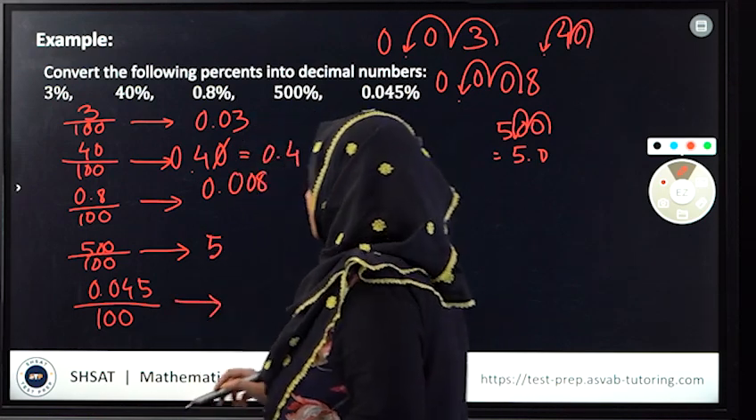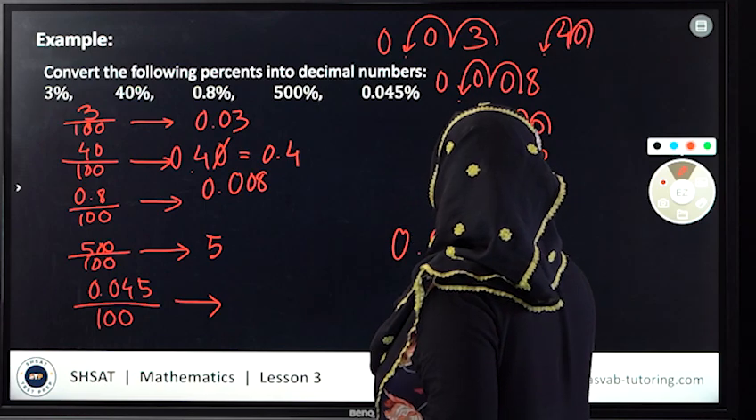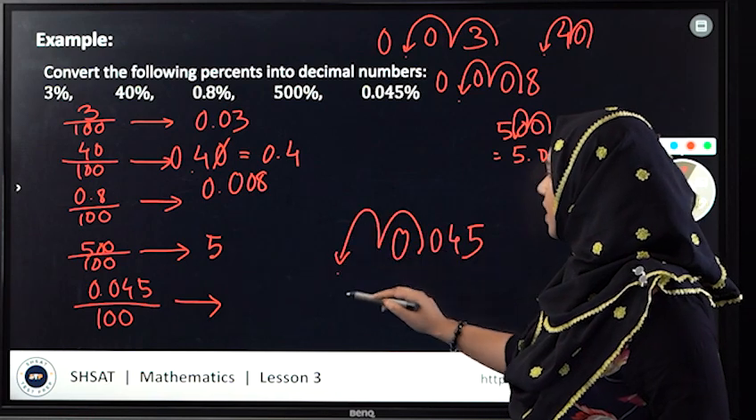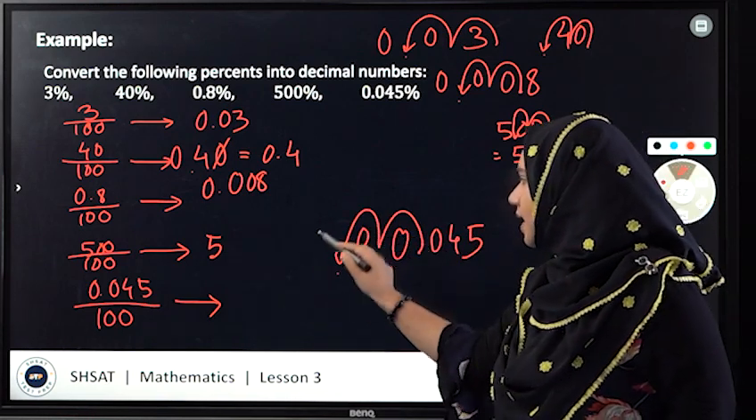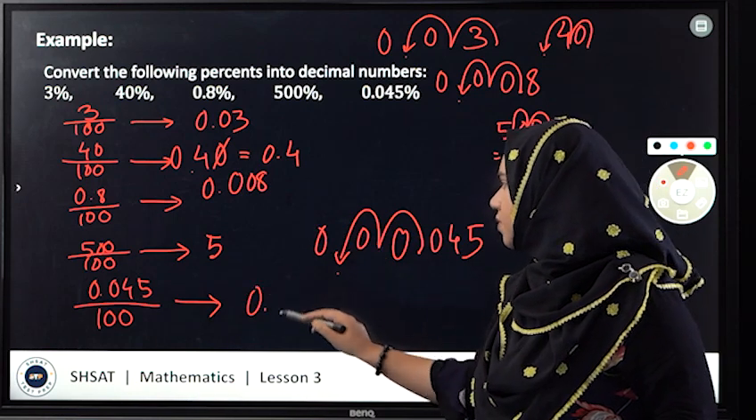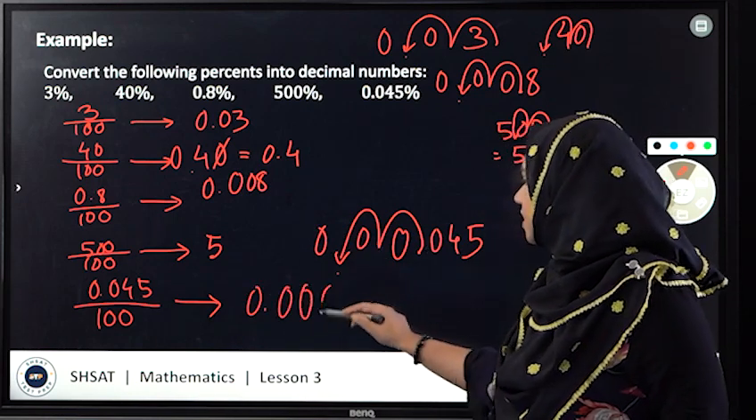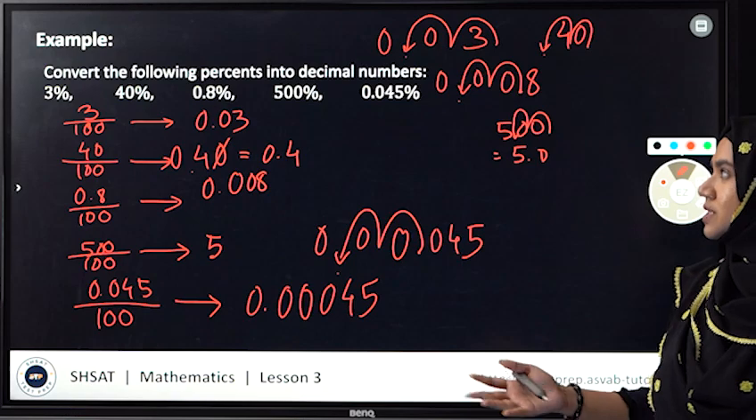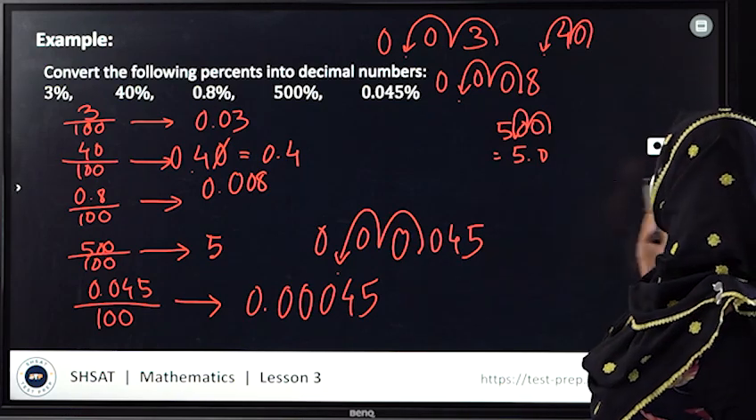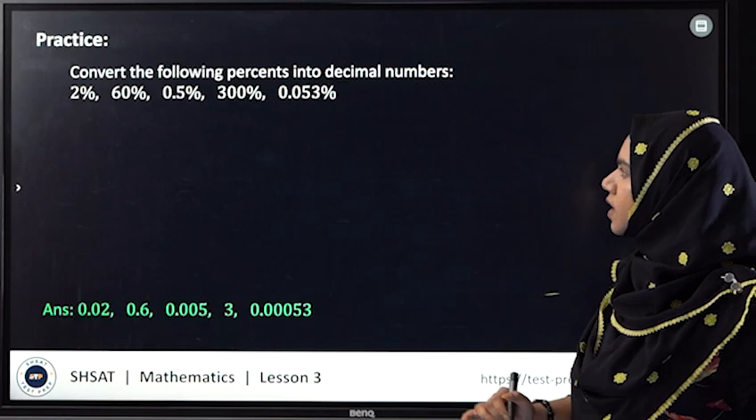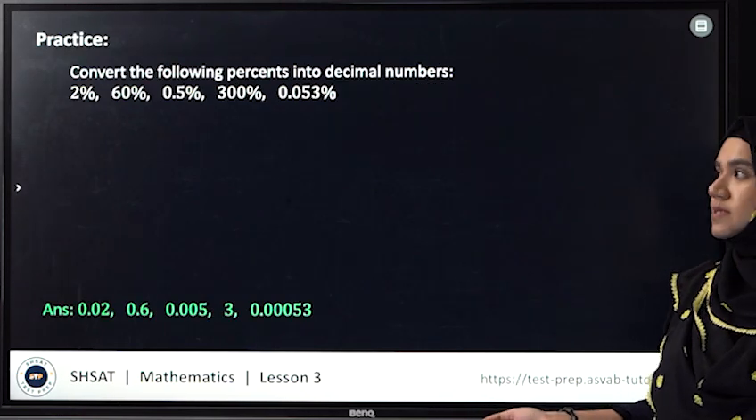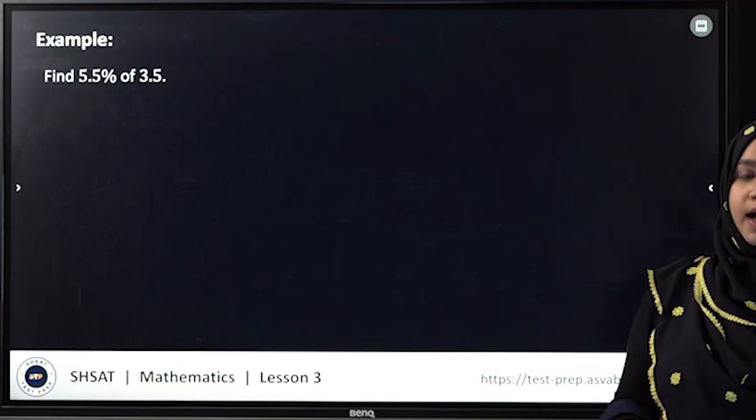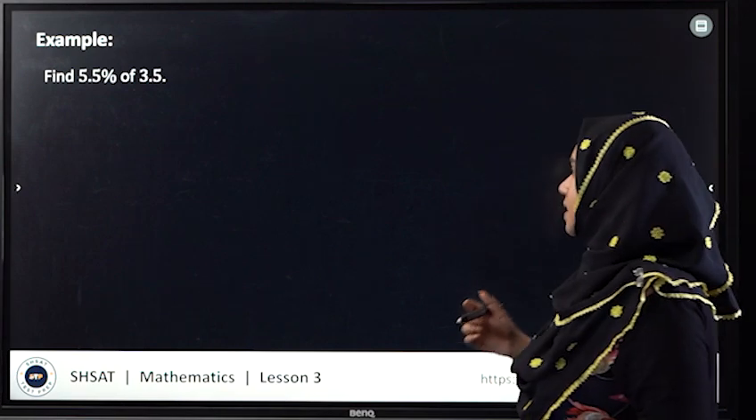And finally, for 0.045, because this already has decimals, putting it 2 units to the left gives me what? There's an invisible decimal right here. And let's put another 0 right here. So that gives me 0.00045. Hope you did understand how to convert percents to decimal numbers. Moving on. Here are a couple of practice materials once again, how to convert these percents to decimals, as you can see.